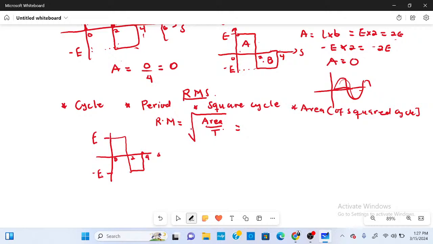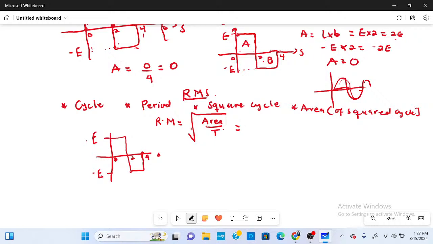Now the next step is to square the cycle. Squaring the cycle means that you are going to square everything here. When you square, this becomes what? E squared, right? This place becomes what? E squared. But once you square a cycle, you will never have the negative portion. Everything becomes what? Positive, right? So that is the case.